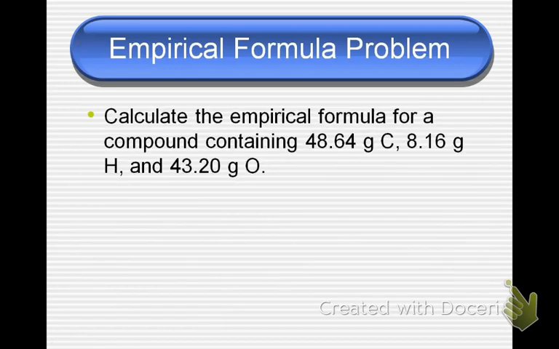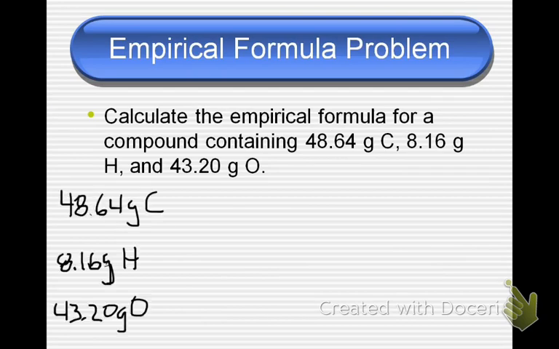All right, let's try another one. So calculate the empirical formula for a compound containing 48.64 grams of carbon, 8.16 grams of hydrogen, and 43.20 grams of oxygen. And they were very nice to us on this one. We don't need to convert percentage into grams because it's already in grams. So let's go ahead and list our givens, which are already in grams. Okay, so there's our givens, the 48.64, 8.16, and 43.2.